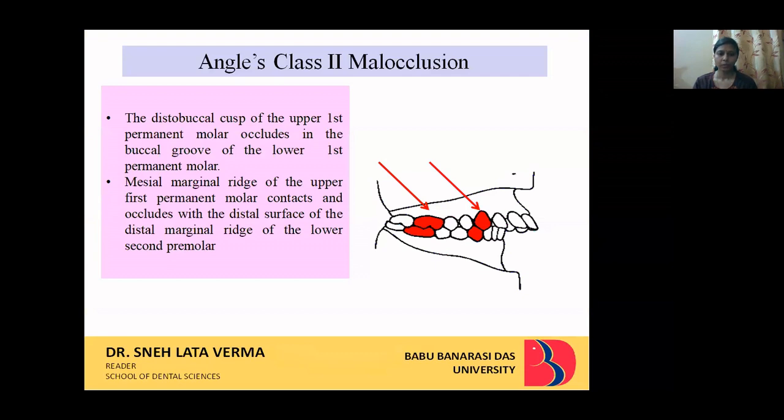Class 2 malocclusion is said to exist when the distobuccal cusp of the upper first permanent molar occludes in the buccal groove of the lower first permanent molar, and secondly, the mesial marginal ridge of the upper first permanent molar contacts and occludes with the distal surface of the distal marginal ridge of the lower second premolar.